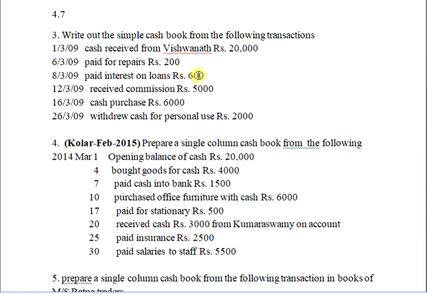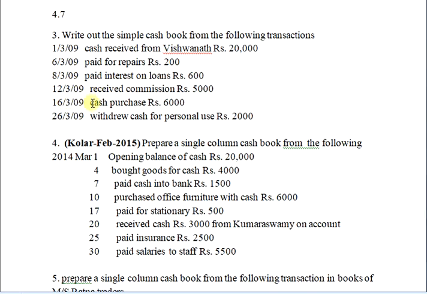8/3/2009, paid interest on loans rupees 600. When we pay interest, what happens? Our cash balance decreases. So it should be taken under which side? Under the credit side. Again 12/3/2009, received commission. When we receive commission, what happens? Our cash balance increases. So it should be taken under which side?